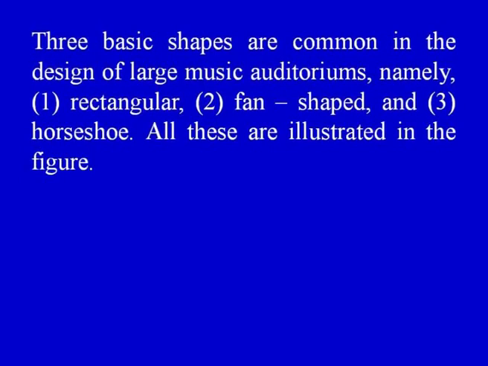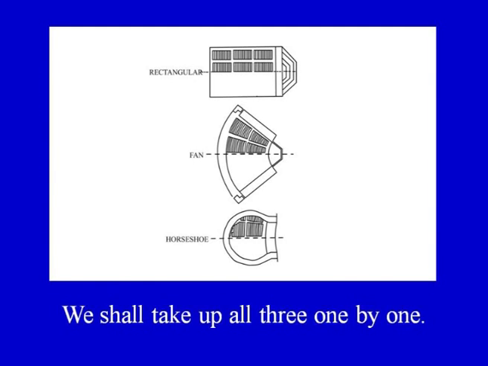surfaces and diffusers. Three basic shapes are quite common in design of large music auditoriums, namely rectangular or fan shaped or horseshoe shaped. All these are illustrated in the figure. We shall take up all three one by one.